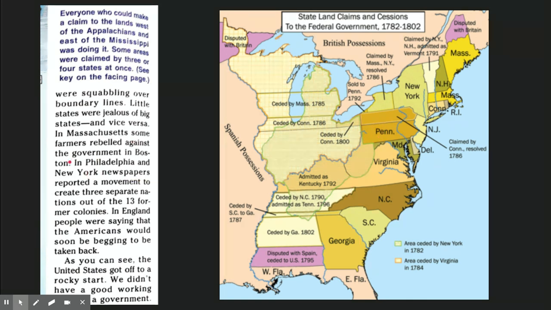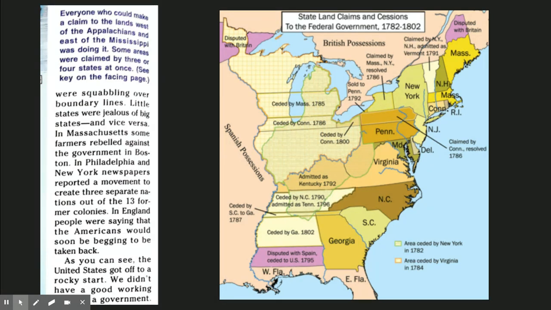Back to our story. In Philadelphia and New York, newspapers reported a movement to create 3 separate nations out of the 13 former colonies. In England, people were saying that the Americans would soon be begging to be taken back. They were literally singing, "You will be back." There's a little Hamilton reference joke if you know what I'm talking about. If not, someday you will.